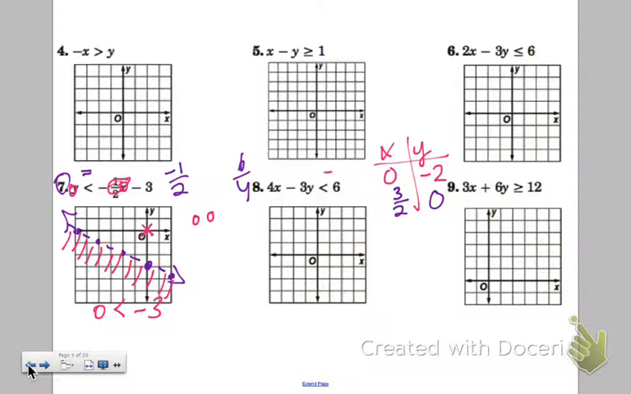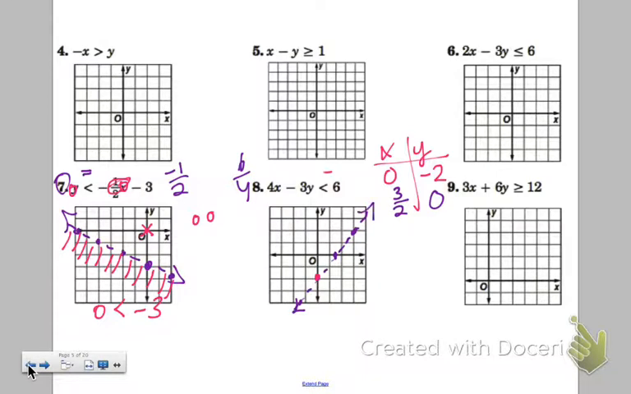So 0, negative 2 is right here. 1 1/2 or 3 halves, 0 is there. Continue the pattern, over 1.5, up 2, down 2, back 1.5, and it's a dotted line.